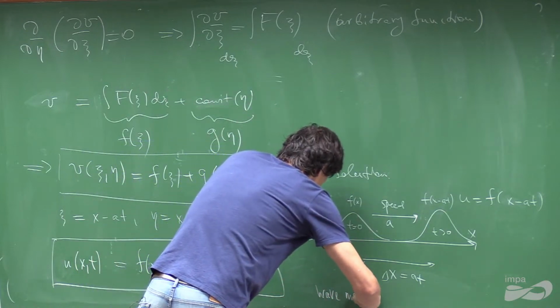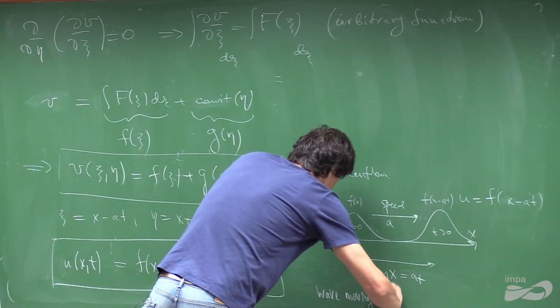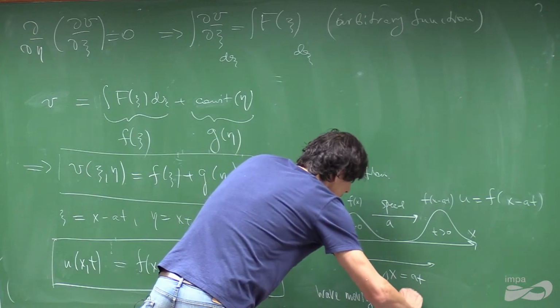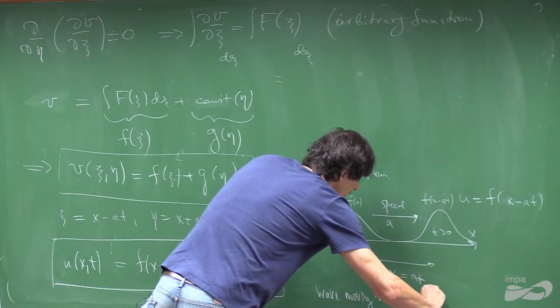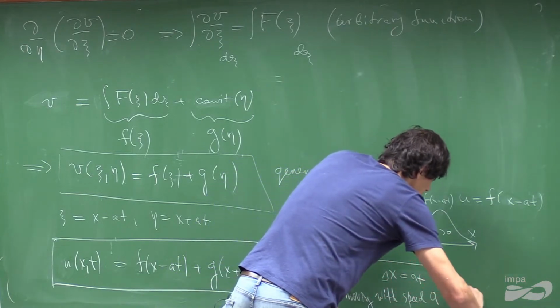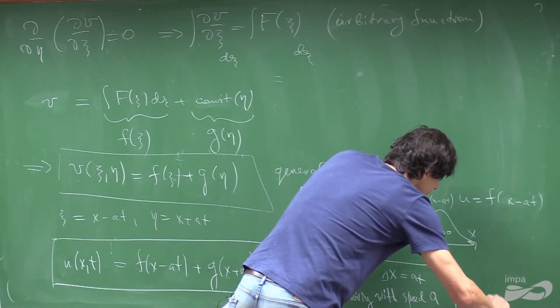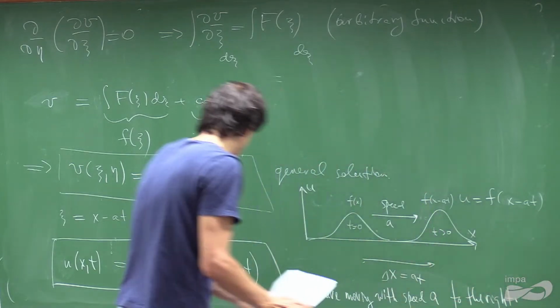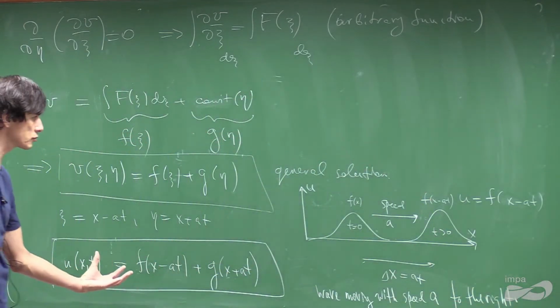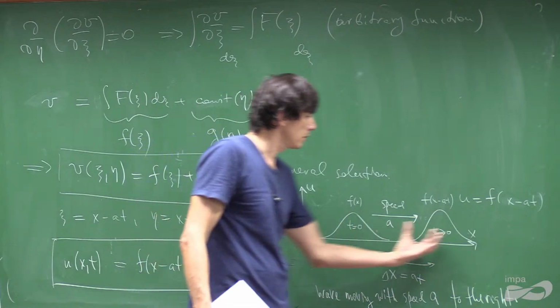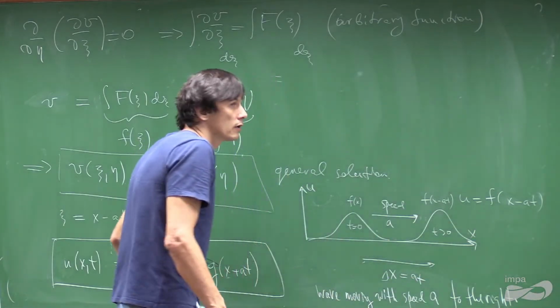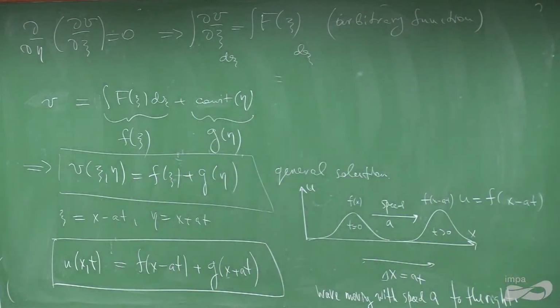So the first solution is just a wave moving with speed a to the right. So the first bit is just a wave which doesn't change its shape. Its shape is f, and it is just moving to the right. And obviously the second part is a wave moving to the left.